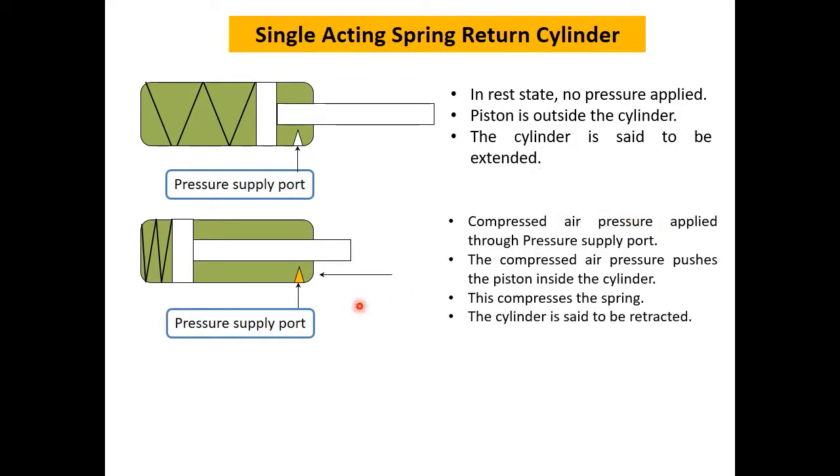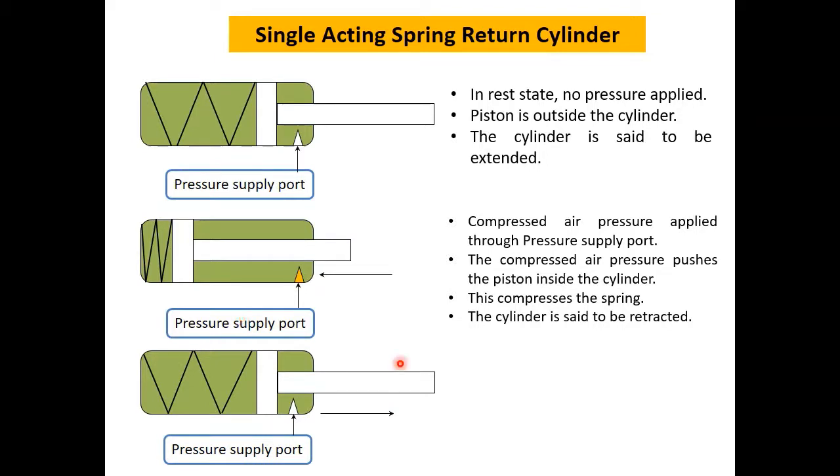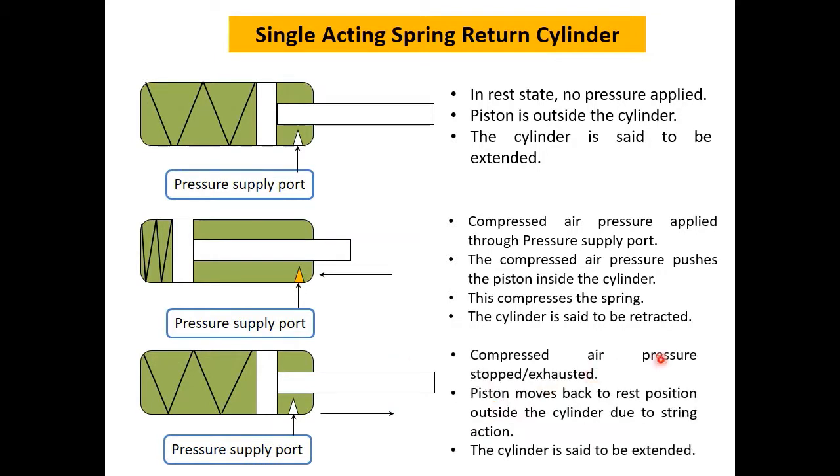When the compressed air pressure is applied through the pressure supply port, the compressed air pressure pushes the piston inside the cylinder. This compresses the spring on the left side of the piston and the cylinder is said to be retracted.